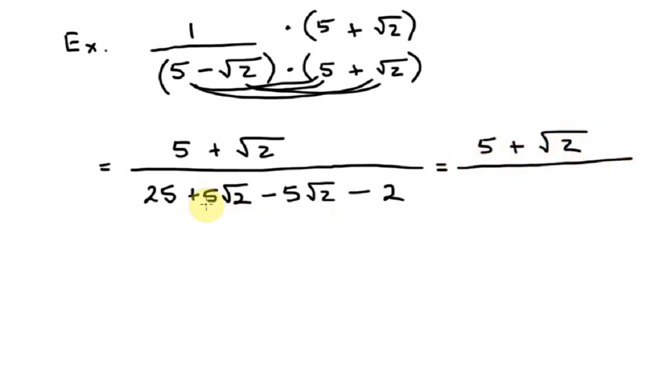Now, what's good about this is that the top stays just the way it looks, no problem there. On the bottom, I got a positive 5 root 2 and a negative 5 root 2. These guys kind of kill each other off. They add up to nothing. So I'm left with 25 minus 2, which is 23. And that's a nice rational number that I have on the bottom. Okay, I got one last example to show you, and then we're going to stop.